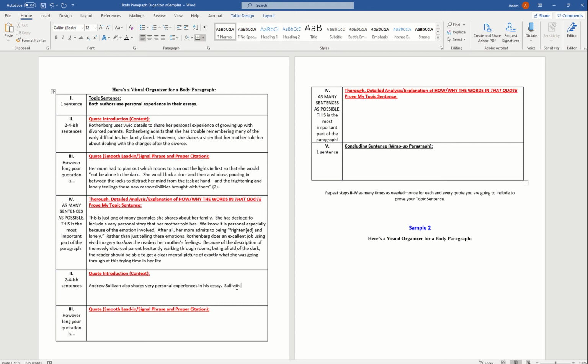By the way, I refer to authors by their last names only after I introduce them the first time in a sentence, so I wouldn't call him Andrew. Sullivan writes about his struggles accepting his sexuality and sharing it with others. Things, that's all I need. I was going to say things got so hard for him, but I realized that's going to be a good lead-in.